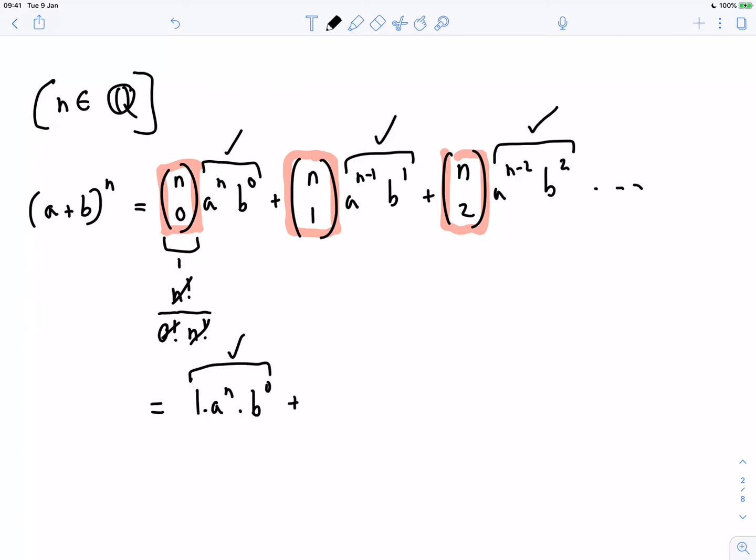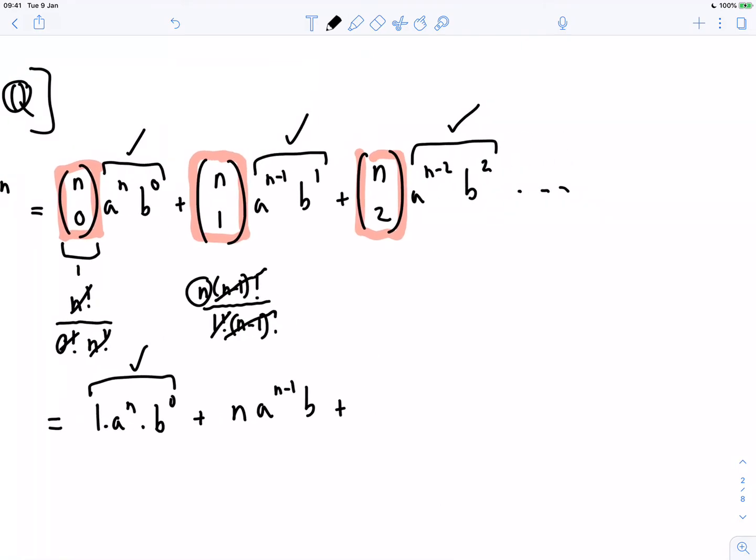N choose 1, well that's going to be n factorial over 1 factorial times n minus 1 factorial. And now let's think carefully a little bit. N factorial is the same as n times n minus 1 times n minus 2 and so on, which is the same as n times n minus 1 factorial. So that factorial and that factorial cancel. 1 factorial is just 1, so we're just left with an n. So this becomes n lots of a to the n minus 1 times b to the 1, plus.